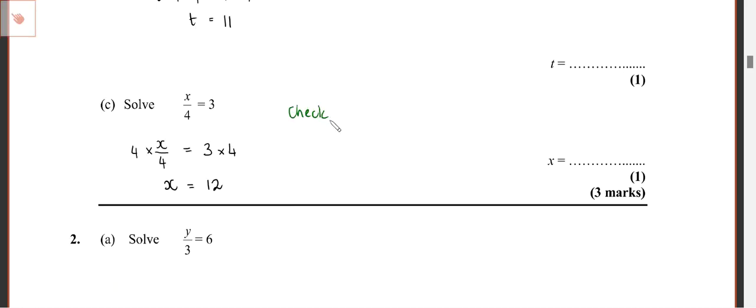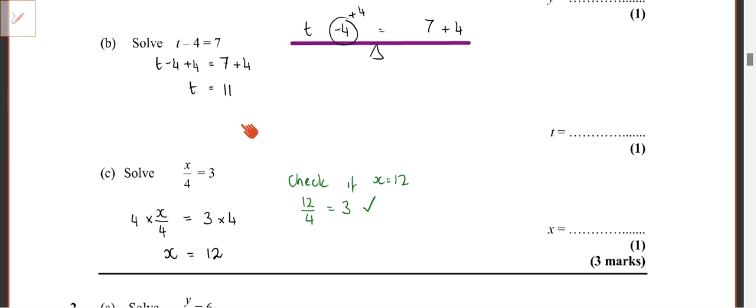The check is substituting in. So if x equals 12, then we have 12 divided by 4 should equal 3. And that's correct. Same with the other ones. We can do a check here. If t equals 11, 11 minus 4 should equal 7. And it does. So I'm good.